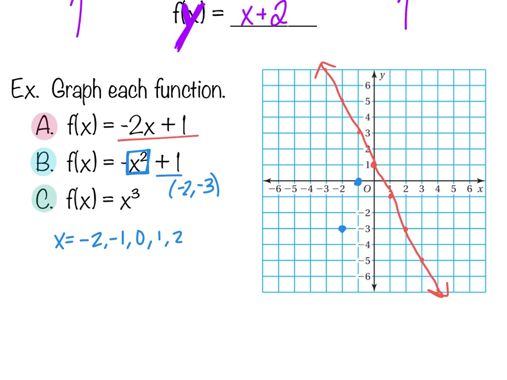When I input 0, 0 squared is 0. There's no such thing as negative 0. Plus 1 is 1. Okay, so we actually see they're going to intersect right there. And then when I input 1, 1 squared is 1, make it negative. Negative 1 plus 1, we're back to 0. And when I input 2, positive 2 for x, 2 squared is 4, make it negative. Negative 4 plus 1 is negative 3.